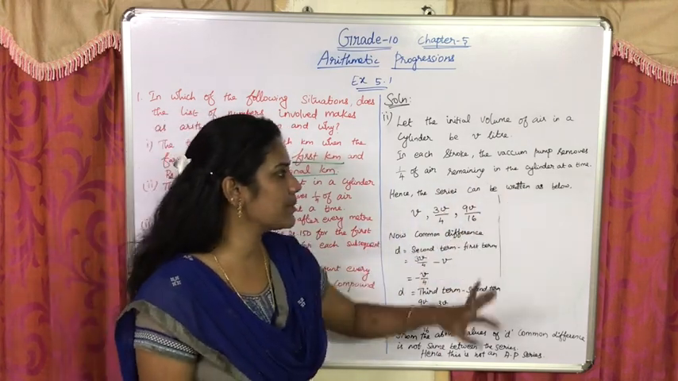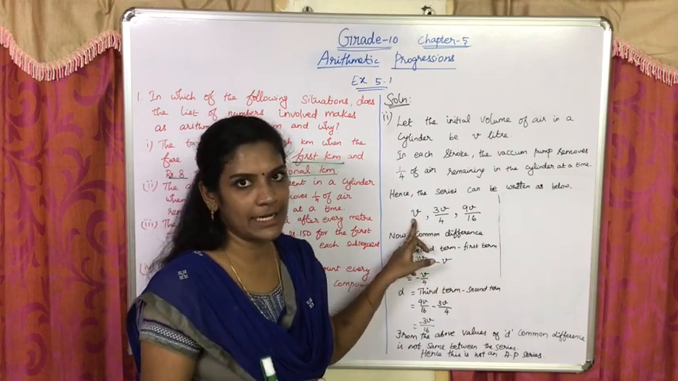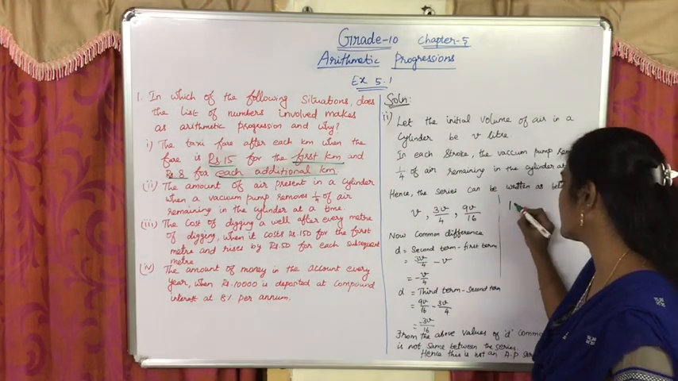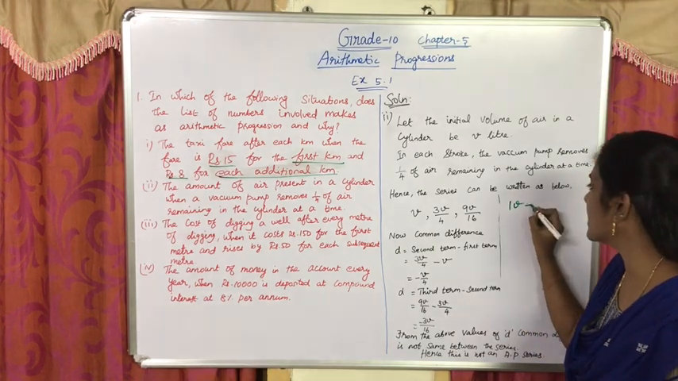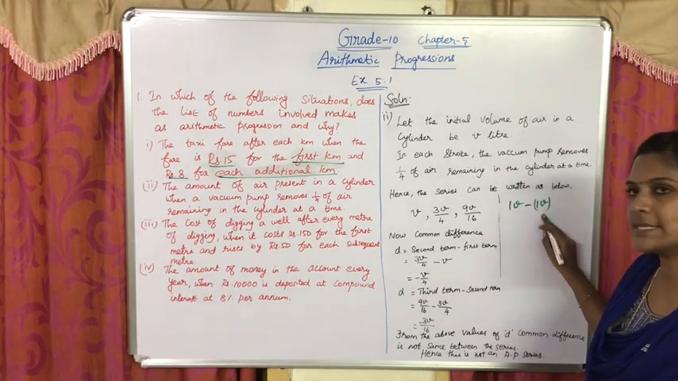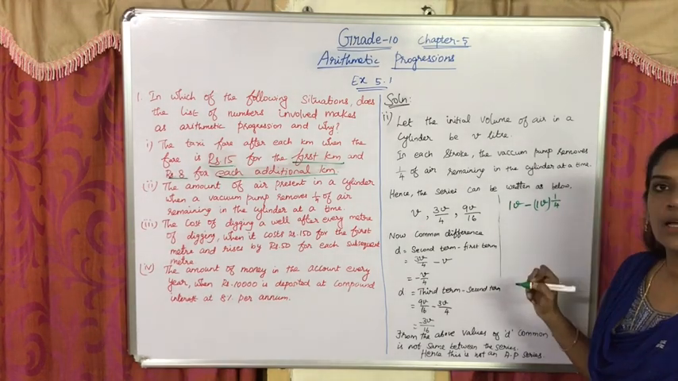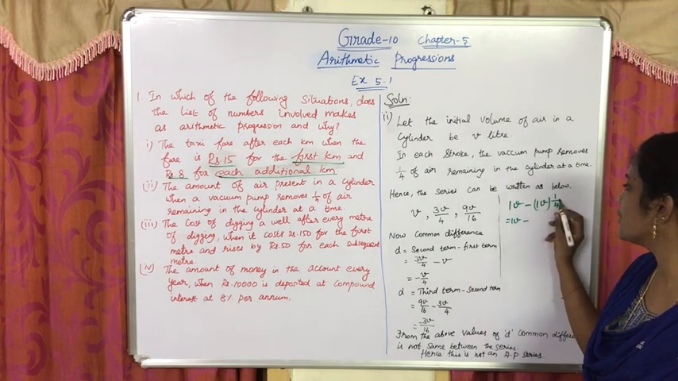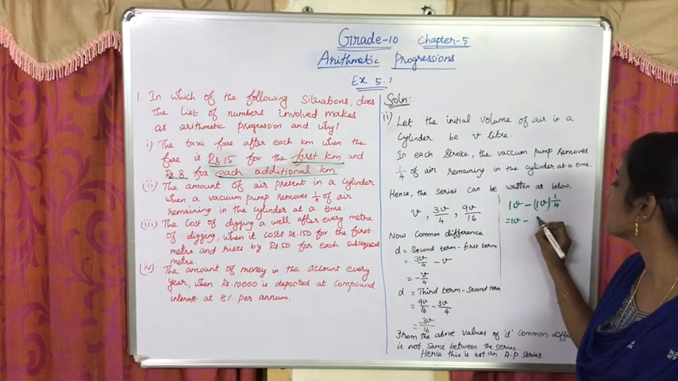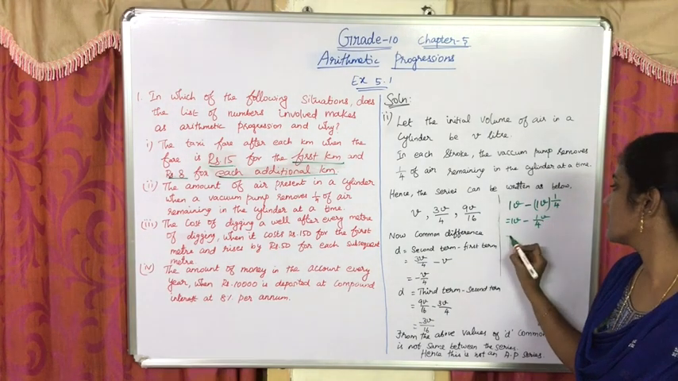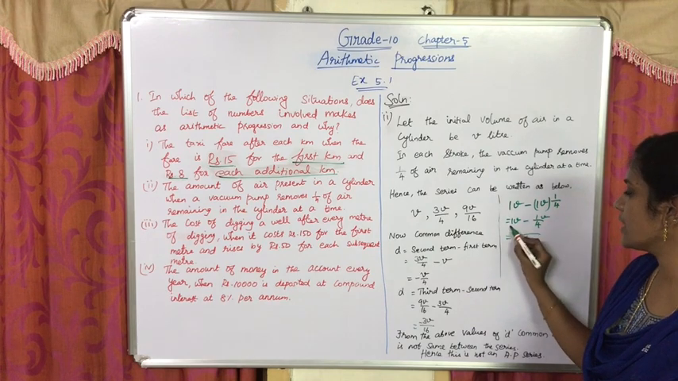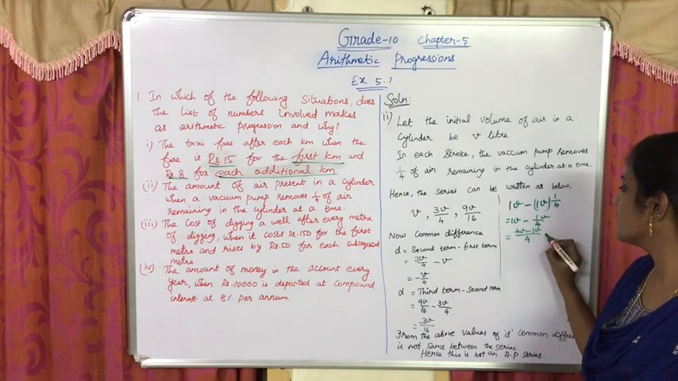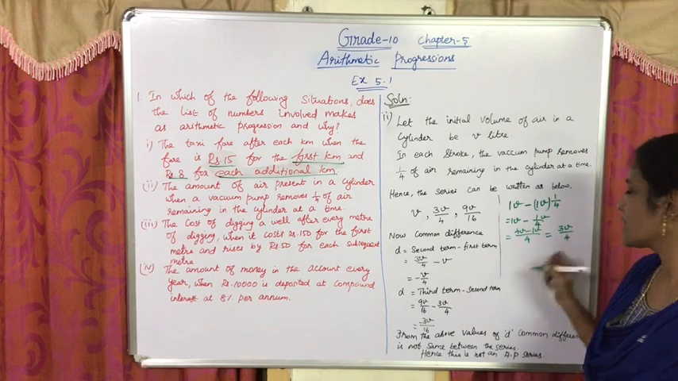So hence the series can be written as follows. First time, the full cylinder will be there, that is V liter. Then the next time I pump, this will remain as it is, minus 1/4 of this amount that is released. So V minus 1/4 of V. Take the LCM. Here 1 into 4 gives 4, so 4V minus 1V is equal to 3V by 4. So this is the next value.